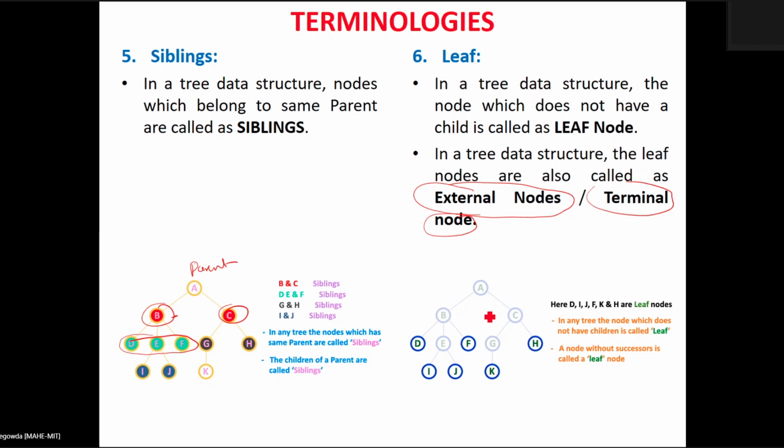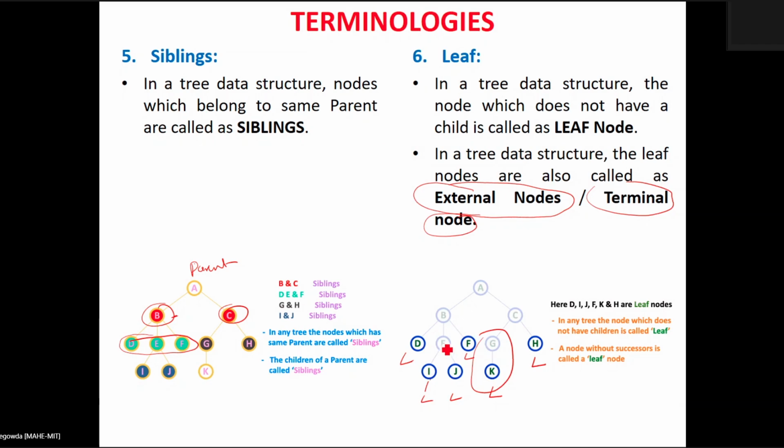If you look at this, I and J are the children of the node E, but I and J do not have any child, so I and J are treated as leaf nodes. Similarly, K is the child of G, and it does not have any child, so it is a leaf node. Similarly, H is also a leaf node. D and F are also treated as leaf nodes here.